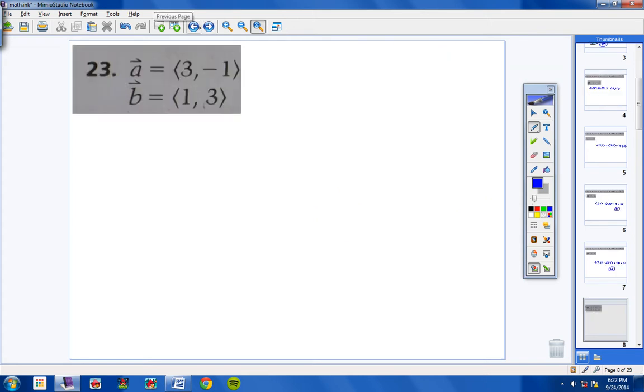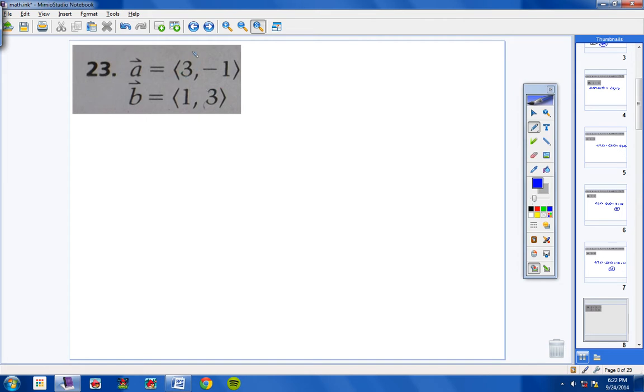All right, moving on to numbers 23 and 25. Decide whether the vectors are parallel, perpendicular, or neither. Okay, now, real quick, we could take the dot product to see if they're perpendicular. Let's do that real quick, students. Let's quickly take the dot product of number 23 and see if we get 0. If we get 0, we know they're perpendicular. And if they're perpendicular, they can obviously not be parallel. Okay, so here we go. Let's take the dot product.